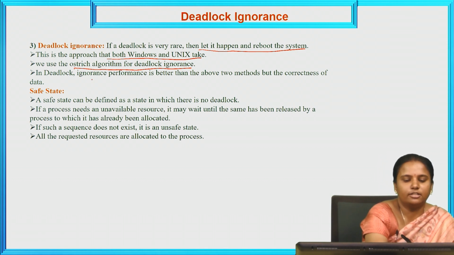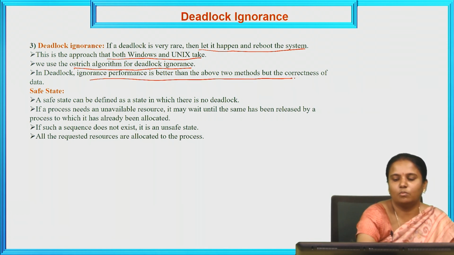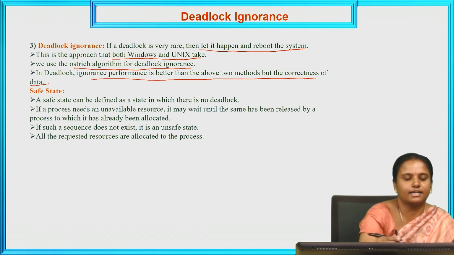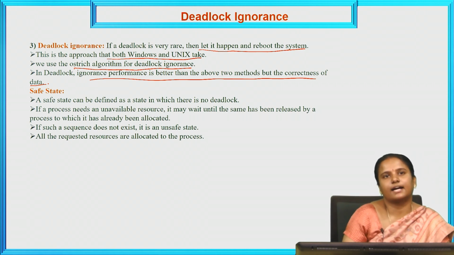In deadlock ignorance, performance is better than the other 2 methods, but the correctness of the data suffers. So here there is some ignorance in choosing better methods for getting the correctness of the data.